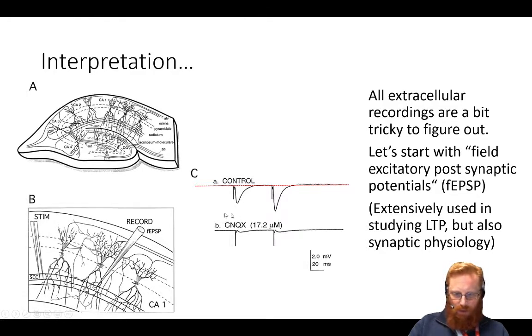And so then when you apply CNQX, which blocks AMPA channels, you can see that there's very little of the EPSP left, but these stimulus artifacts are just the same.